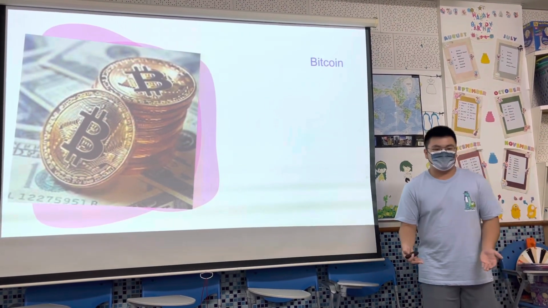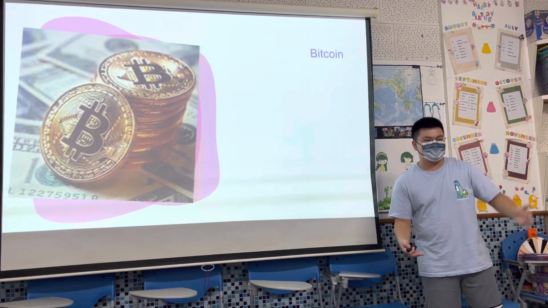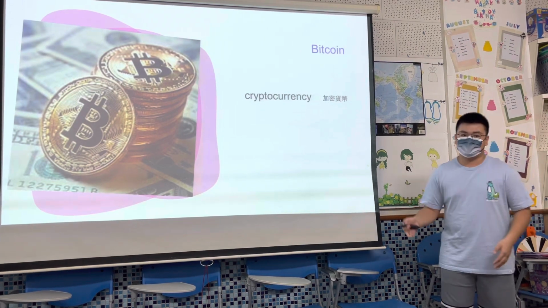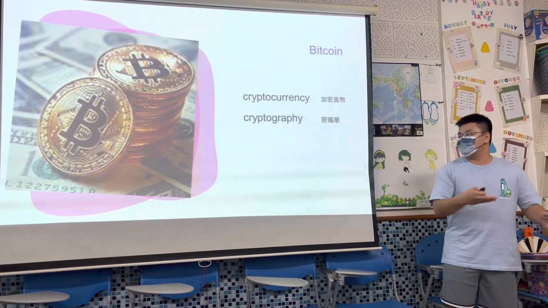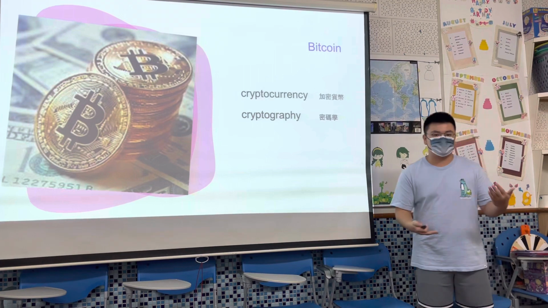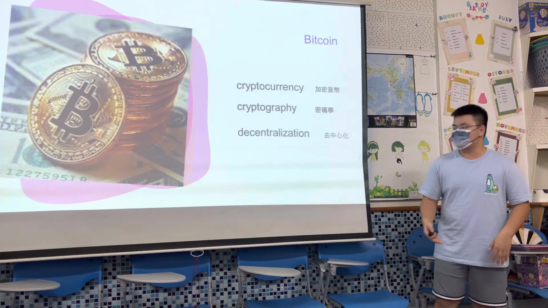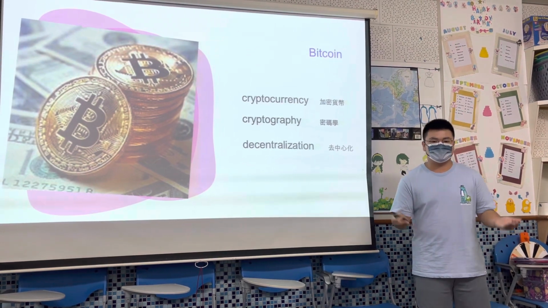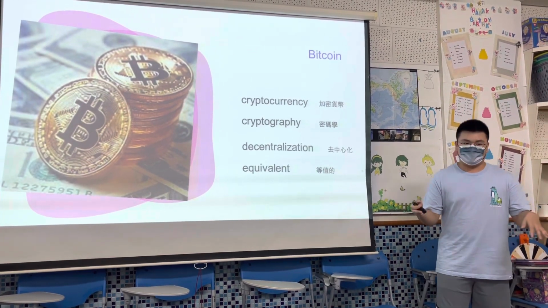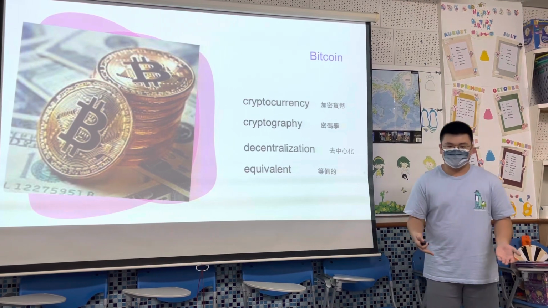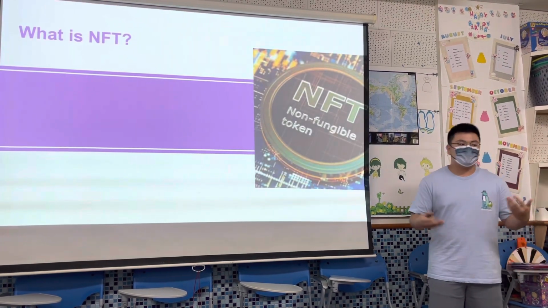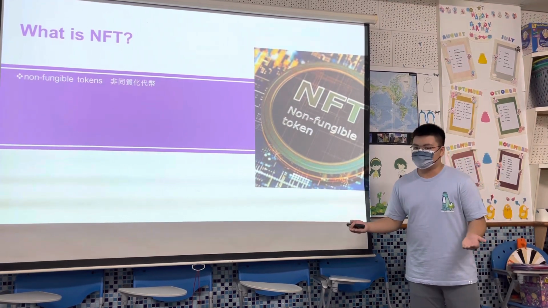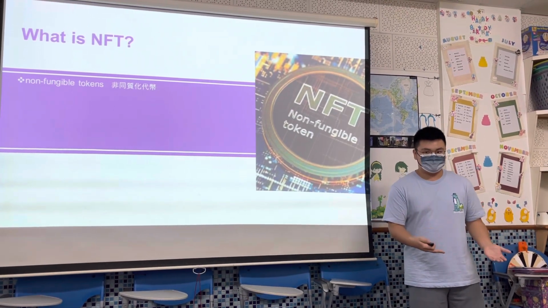And let's talk about Bitcoin. In Daniel's presentation, we all know that Bitcoin is a kind of cryptocurrency, which uses a lot of cryptography to make sure it functions well. Also, it's a decentralized token, and every Bitcoin is equivalent. Then what is NFT? NFT is non-fungible tokens, and I will explain this later.